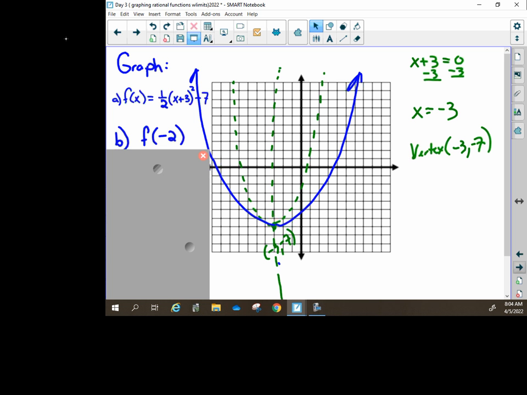I didn't ask you to graph f of x equals 2. I just said, what's the height of the function at negative 2? It's just like the quiz that we did. It's just like all your limits stuff that we've been doing. Speaking of limits, that's what we're coming up on next week. Find the limits of it.